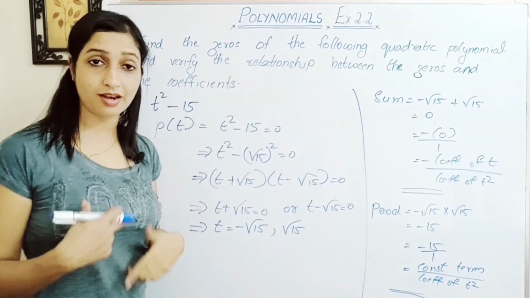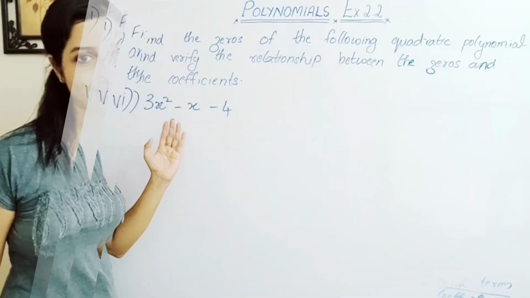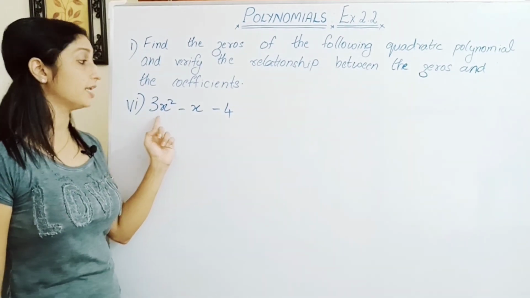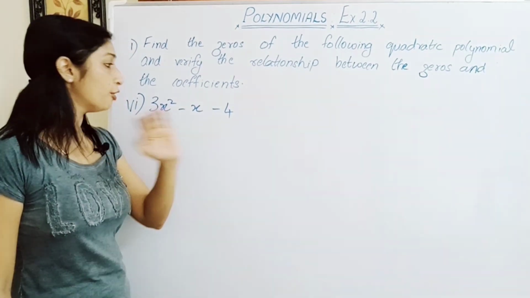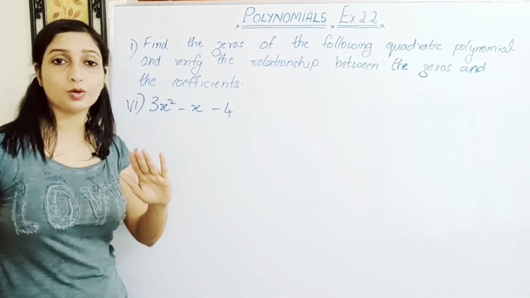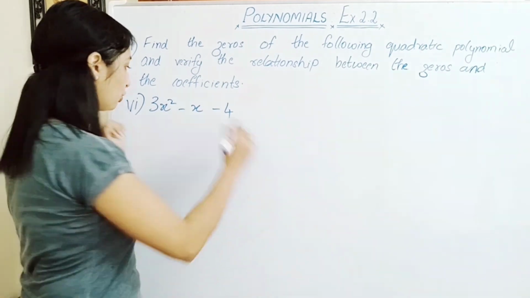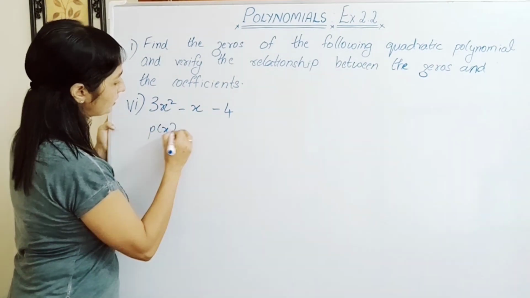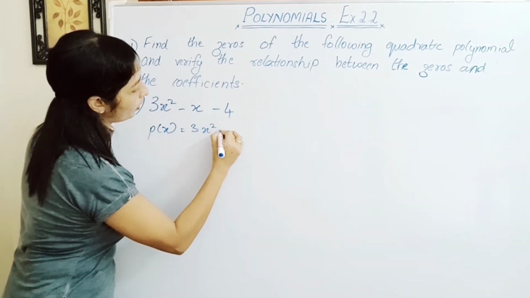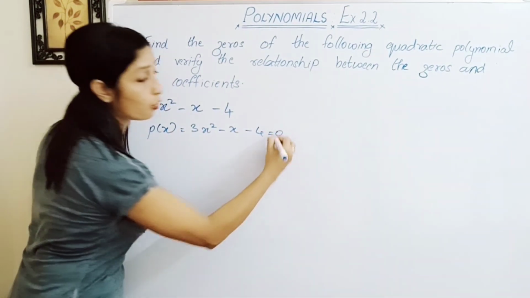So let's move on to our next part, which is part 6. This is our part 6, which is 3x square minus x minus 4. So first what do we do? We equate the given polynomial to 0. So we get p of x is equal to 3x square minus x minus 4 equals 0.